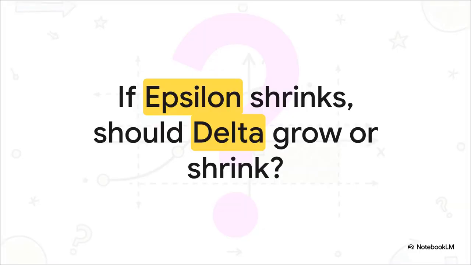Wait, stop right there. I want you to pause this explainer for a second and really think about this. If we make our error tolerance, our epsilon, even smaller, should delta get larger or smaller? Think about the sensitivity of the function here. If you need a much more precise output, you inevitably need a more precise input, right? So delta has to shrink. Make sense? Okay, let's keep going.